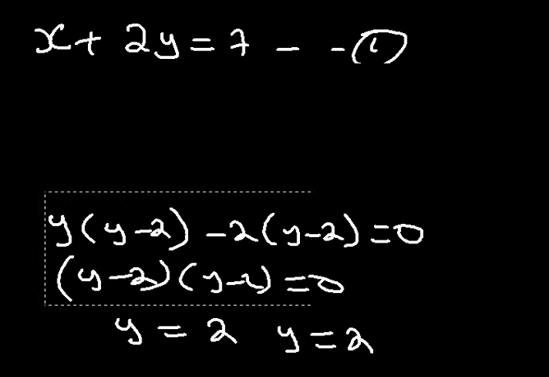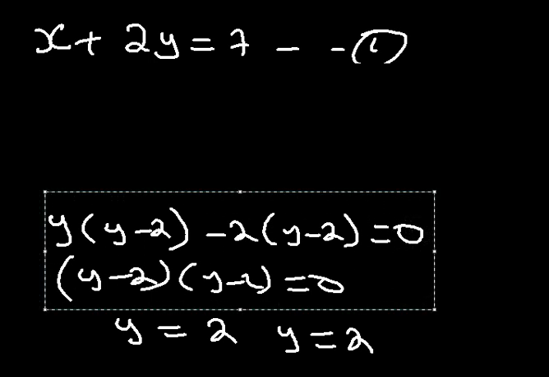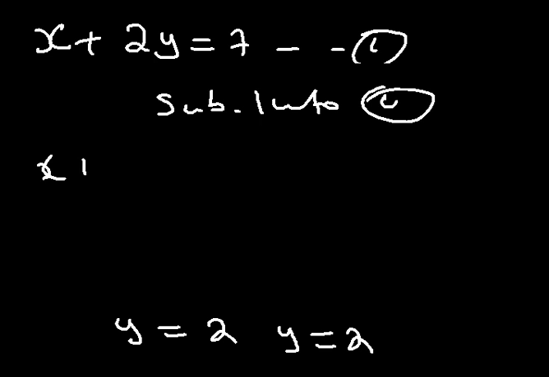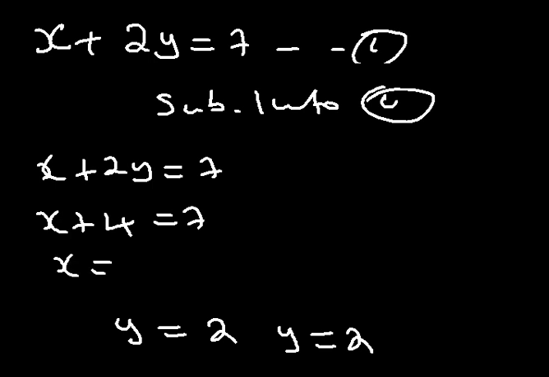So now we substitute into equation 1. And what does equation 1 look like? We have x plus 2y equal to 7. So we substitute the first value of y, that is 2. Which means we have x plus 2 times 2, which is 4, equal to 7. So x is equal to 7 minus 4, that is x is equal to 3. So this is the value of x whenever y is 2.